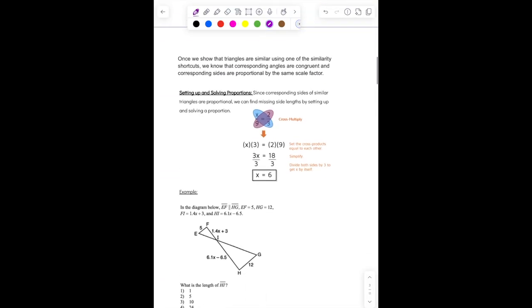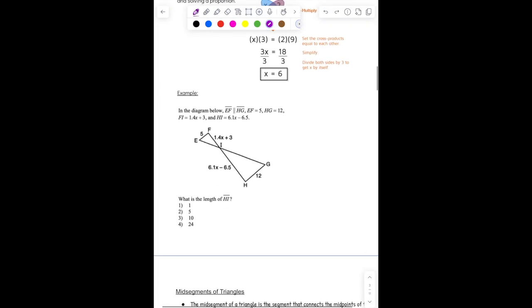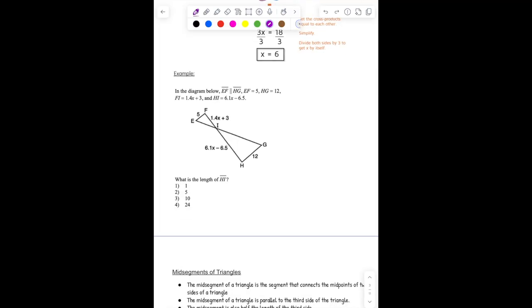Okay. Once we show that triangles are similar using one of the similarity shortcuts, we know that the corresponding angles are congruent and corresponding sides are proportional by the same scale factor. That's the definition of what it means for triangles to be similar. So since you know that corresponding sides of similar triangles are proportional, we can find missing side lengths by setting up and solving proportions involving the sides of the similar triangles. And after we set up a proportion, we solve by cross multiplication. We're going to do an example together in this video of how we can set up and solve a proportion using the sides from similar triangles.